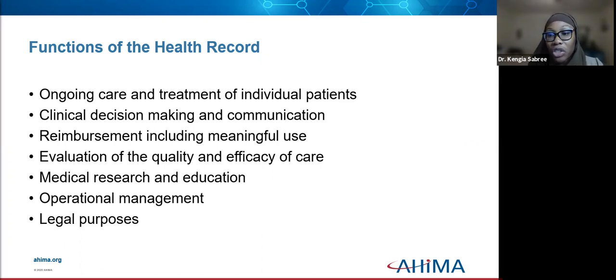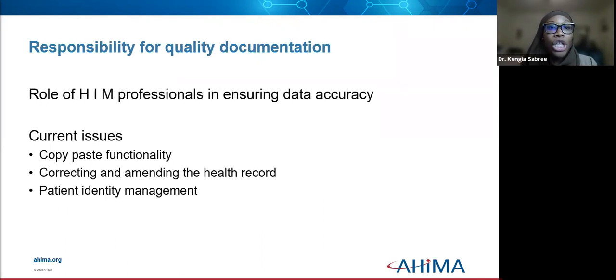The primary functions of the health record are as follows. So you want to make sure it outlines the ongoing care and treatment of the individual patient, clinical decision making and communication, reimbursement, including for meaningful use, the evaluation of the quality and efficacy of care, medical research and education, operational management, and then as well as for legal purposes.